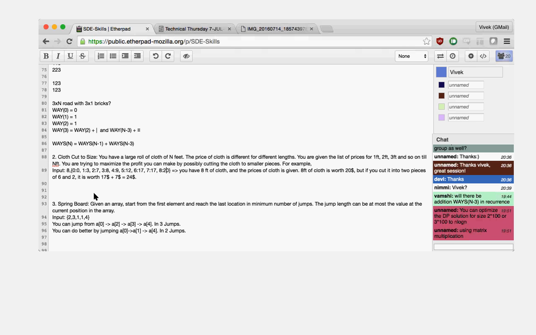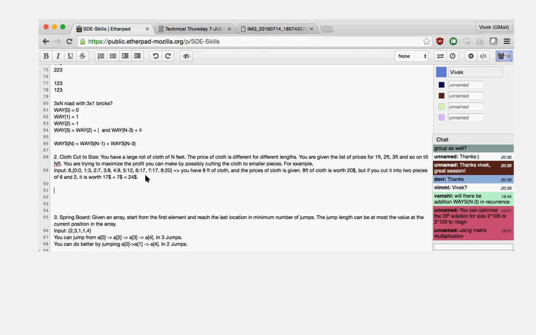That's not the best. You can actually do better than that. How would you do better than that? Anyone with any thoughts as to how you can make it better? And then we can go back and do it algorithmically. But better than $24? If I give you 8 foot of cloth, you should be able to make more.